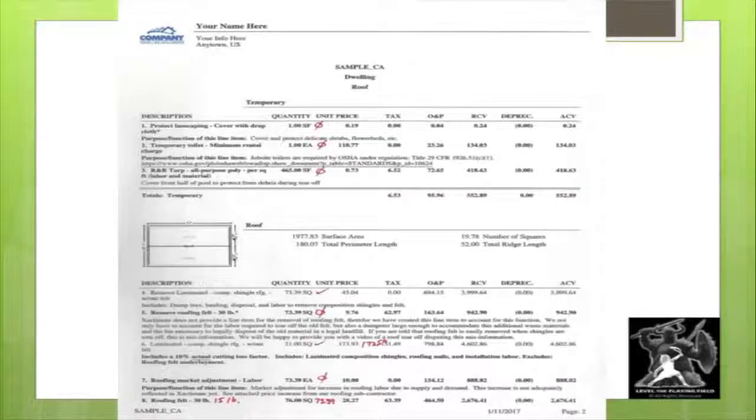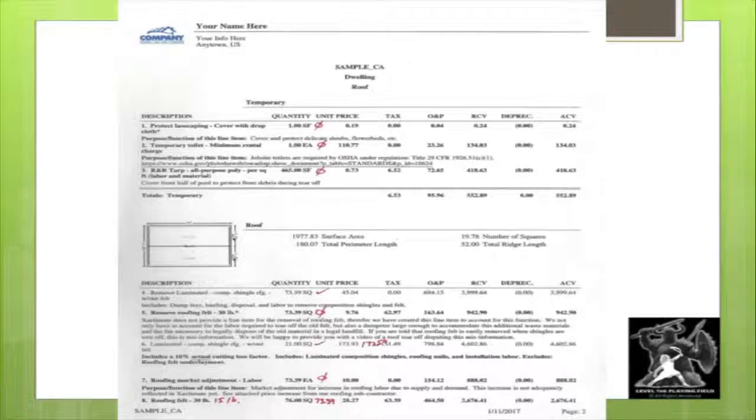They omitted it. Temporary toilet. They didn't include one. 0. R&R tarp to go over the pool. They didn't put in there to cover the pool, to keep roofing debris out of the pool, right? So their tear off is right, so I'll put a check mark, or you can put a little red dot that indicates that I double checked it, and we agree on the quantity and the price on that one. Remove roofing felt, 0. They didn't include remove roofing felt. They omitted it, so I have a 0 there.